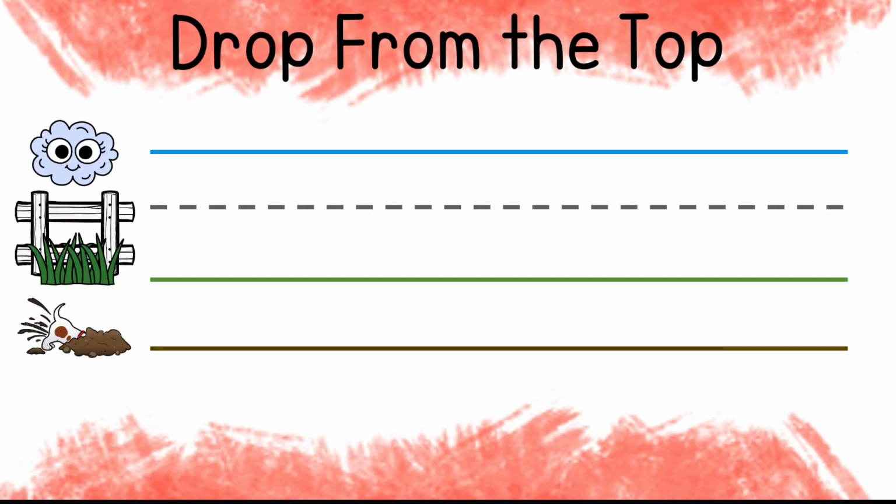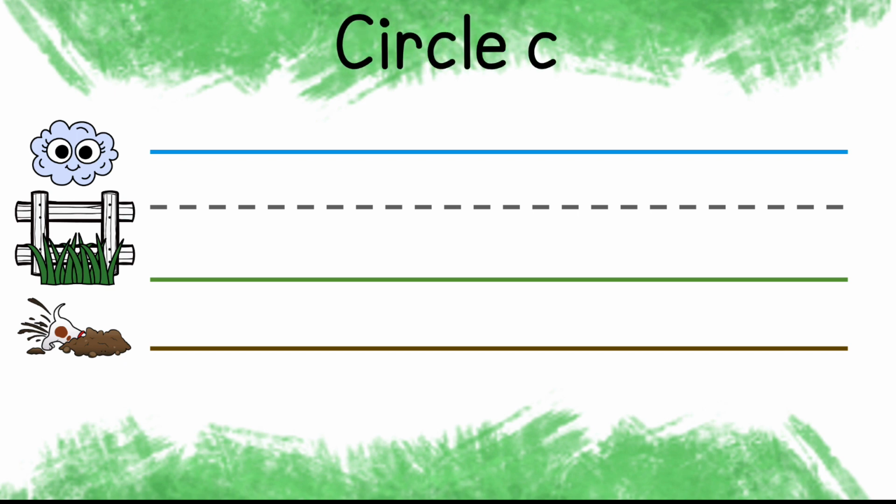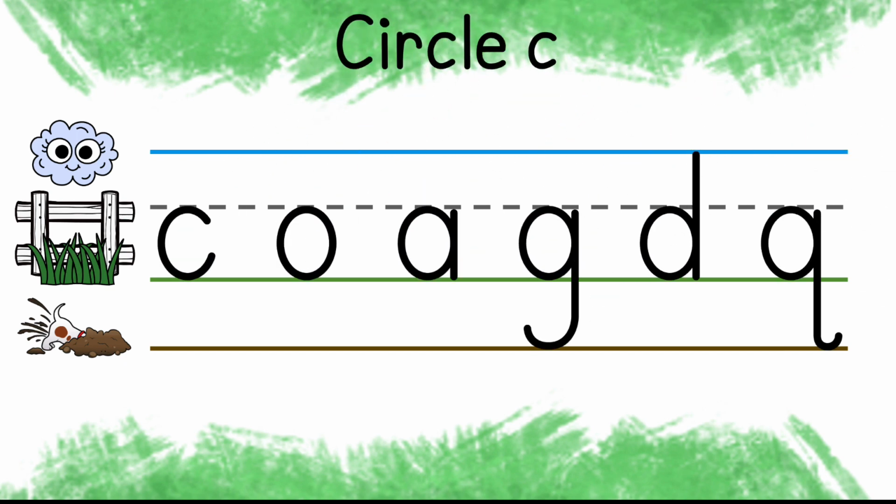Not all letters are made the same way. When we learn to write letters correctly, we learn them based on how they're formed. Some letters start at the top of the letter and go straight down. These are called drop from the top letters. Some letters start below the fence line and curve. These are called Circle C letters.